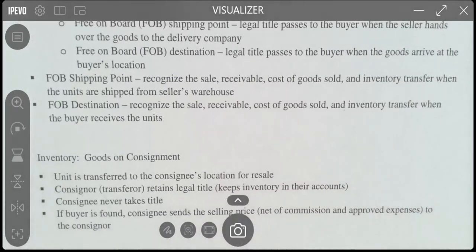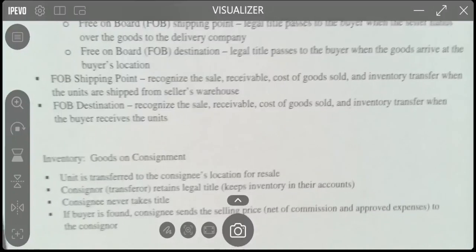Goods on consignment. Goods on consignment are units. The unit is transferred to the consignee's location for resale. The consignor, the transferor, retains legal title and keeps the inventory in their accounts. The consignee never takes title. If the buyer is found, the consignee sends the selling price, net of commission and approved expenses, to the consignor, and then gives the unit of inventory it never had title to the buyer.